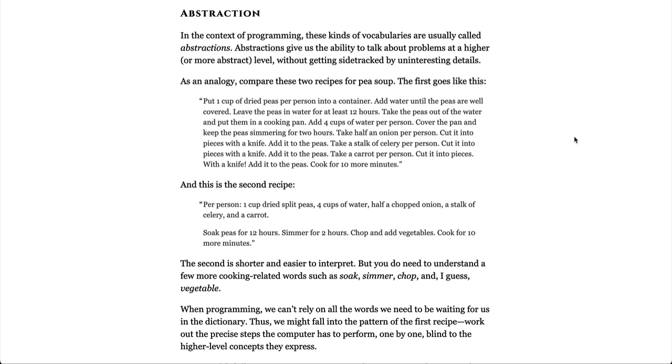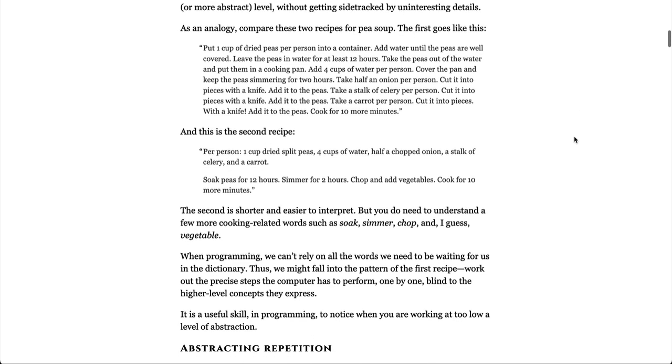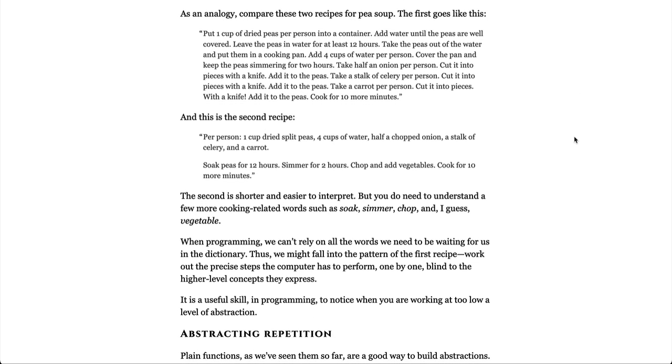Abstraction. In the context of programming, these kinds of vocabularies are usually called abstractions. Abstractions give us the ability to talk about problems at a higher or more abstract level without getting sidetracked by uninteresting details. As an analogy, compare these 2 recipes for pea soup. The first goes like this.